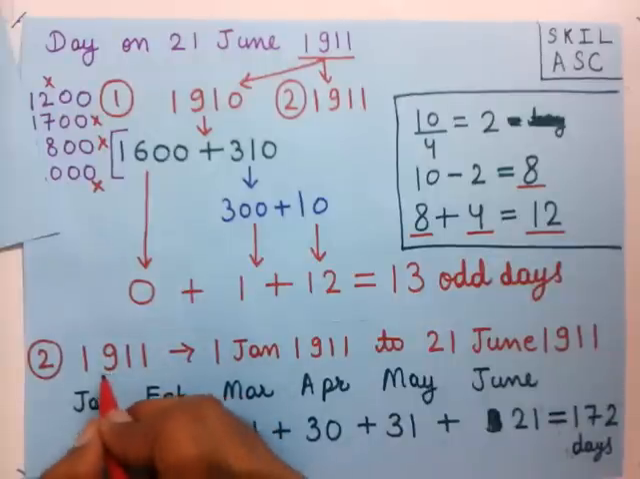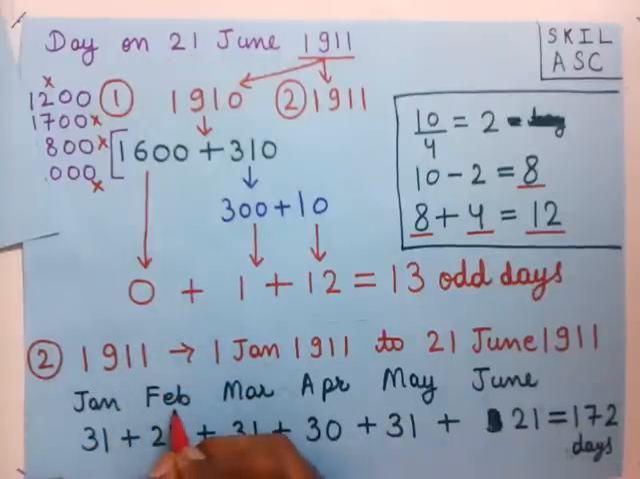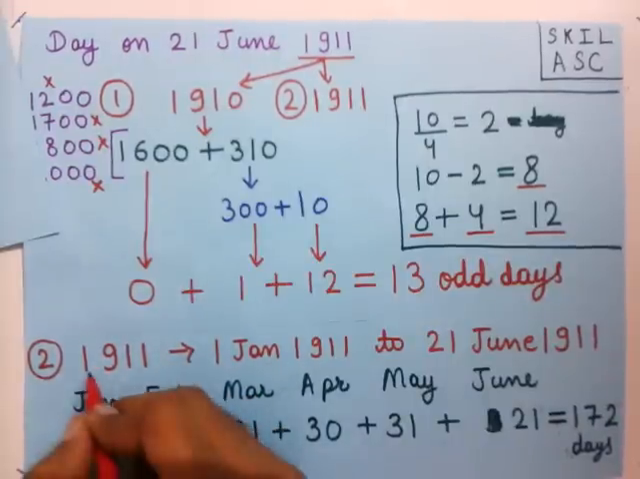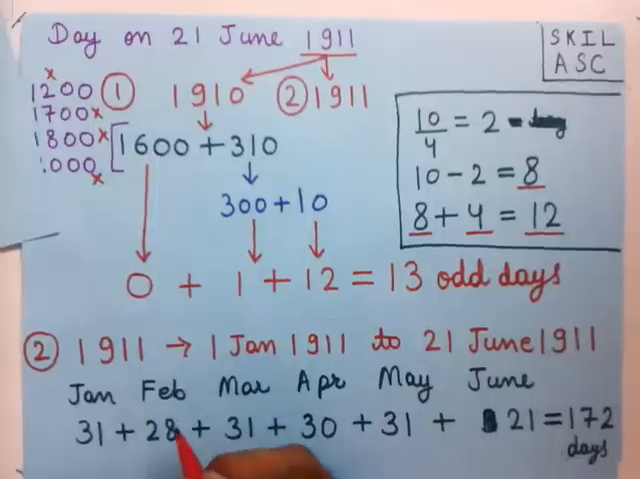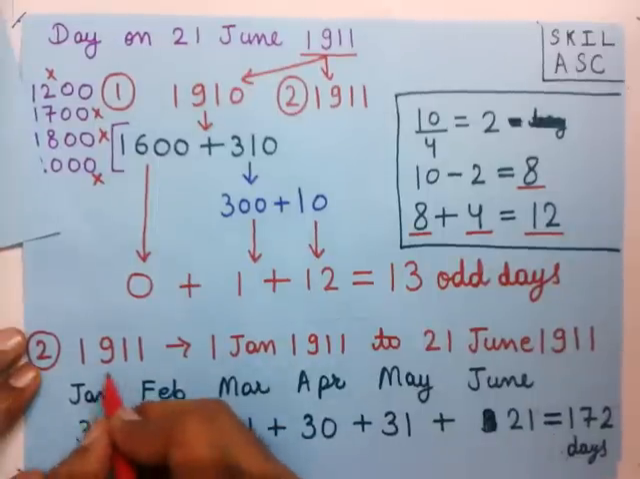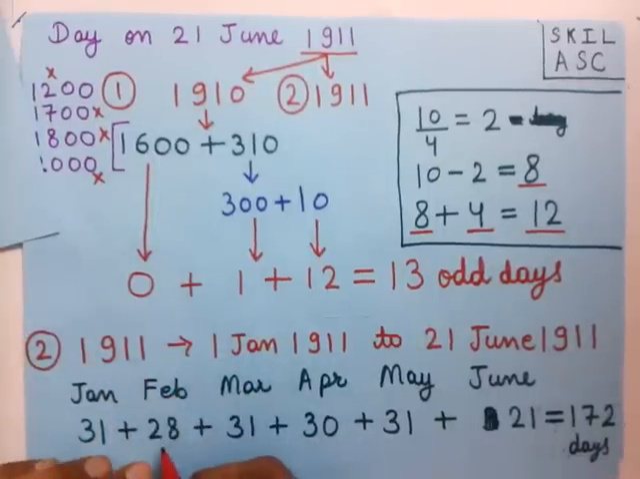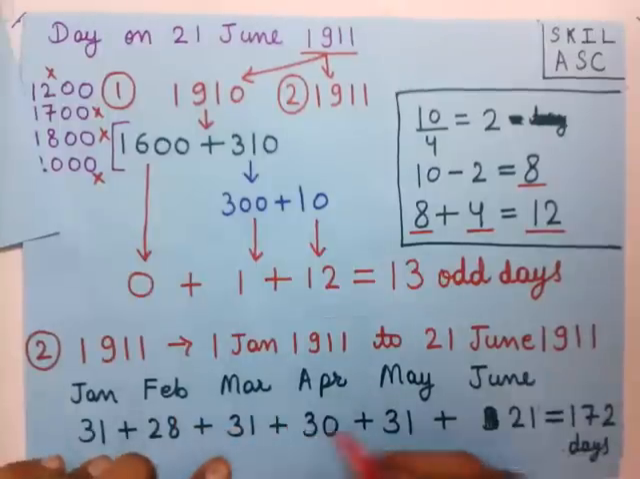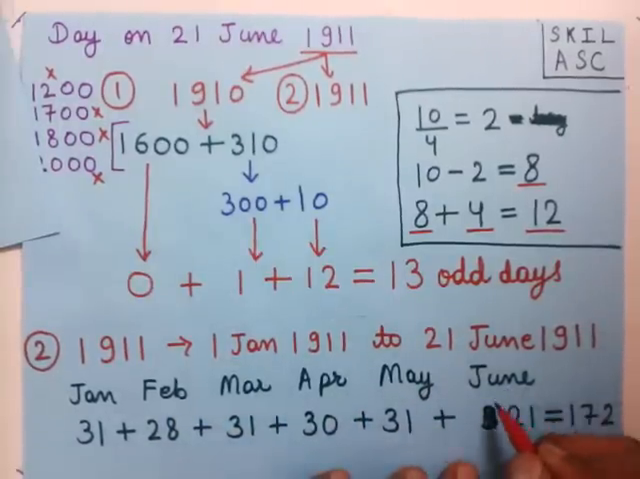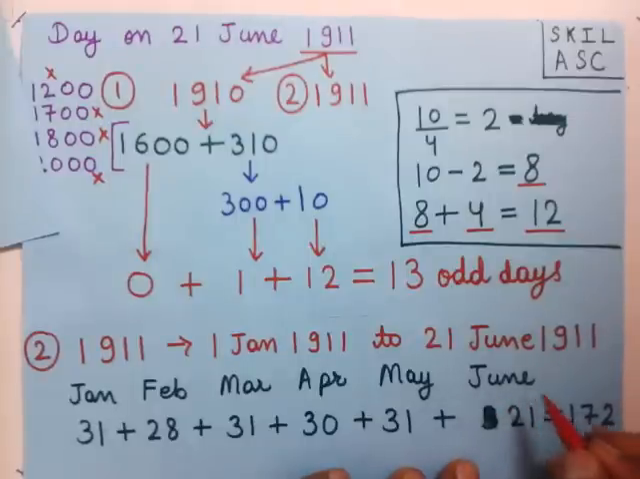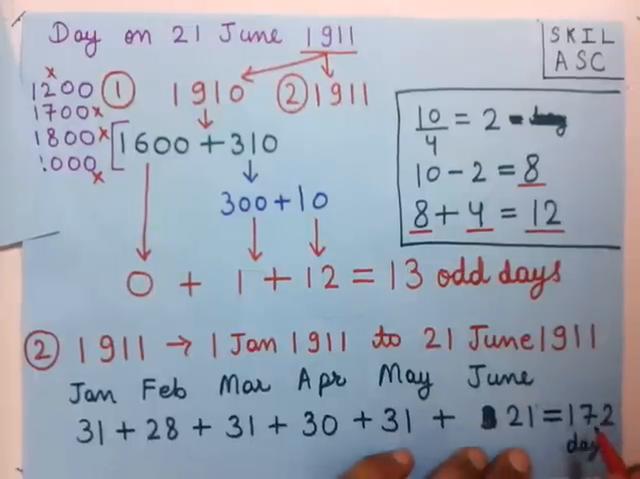You must check. If the year is a leap year, then you must write 29 days in February. And if this year is an ordinary year, then you must write 28 days in February. And here we notice that this is an ordinary year, so we write 28 days in February. And now March has 31, April has 30, May has 31. And we need to find the number of days up to 21st June, so we write only 21 days in June. If we sum all these days, then we will get a total of 172 days.